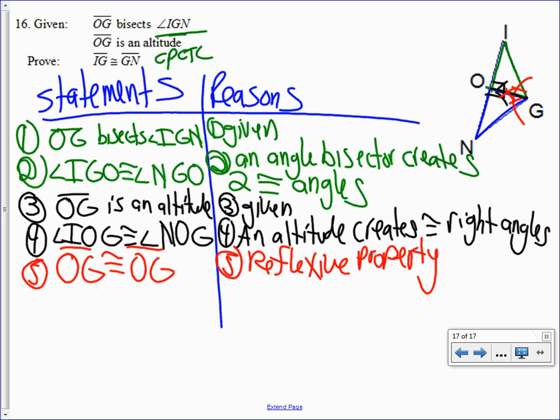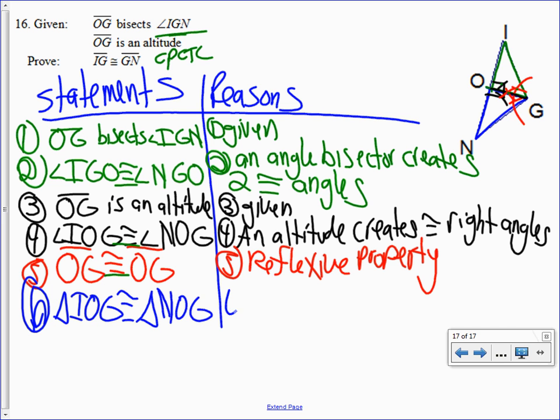I got 3 things. I can see the 3 things in the picture. 1, 2, 3. I can also see the 3 things in my proof. 1, 2, 3. So now that I have my 3 things congruent, I can state that the triangles are congruent, because remember, that's always my goal when I'm doing a proof. Triangle IOG is congruent to triangle NOG. What's the reason? Well, I see angle, side, angle.